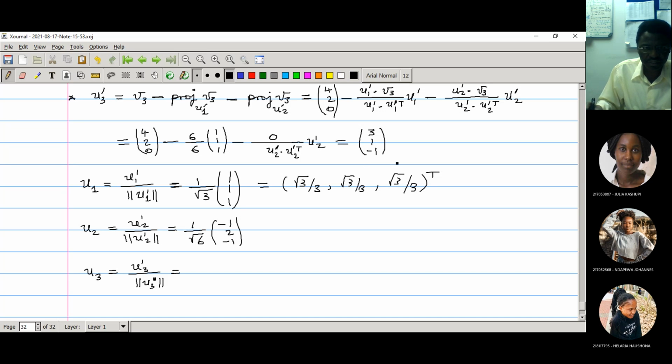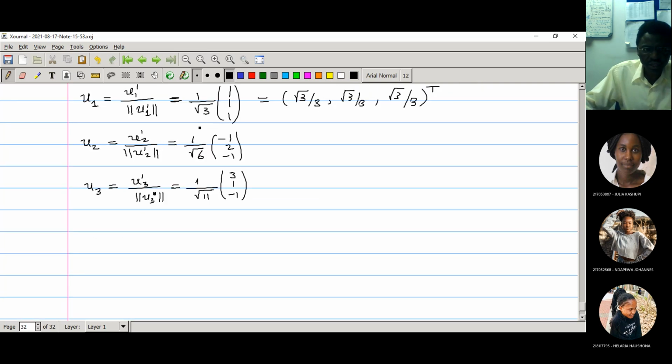U3 prime is given here. So what is its norm? This is 9 plus 2, that's 11, right? Because 3 squared is 9, plus 1 squared plus 1 squared. That's 9 plus 2 is 11. Square root of 11 here, times (3, 1, negative 1).